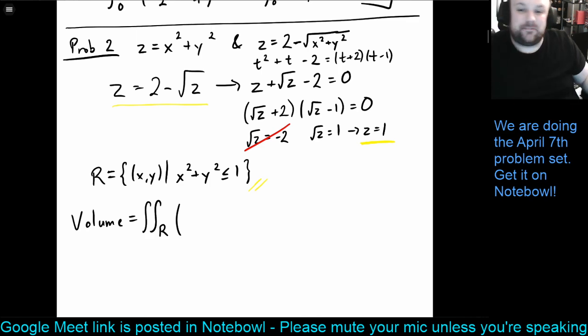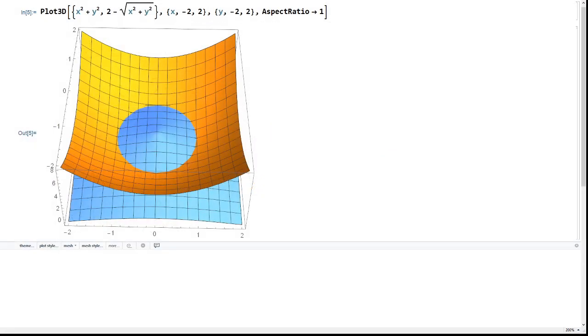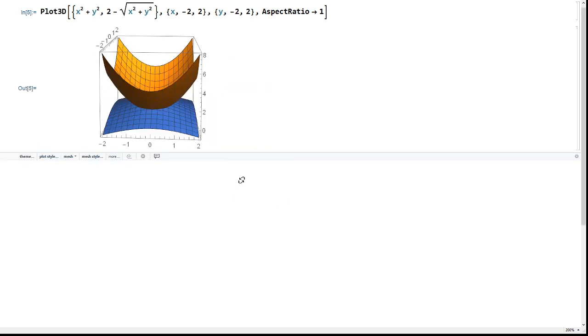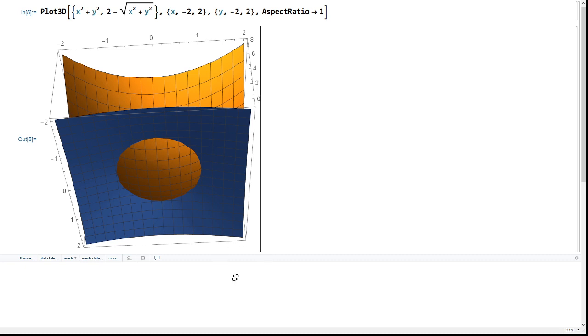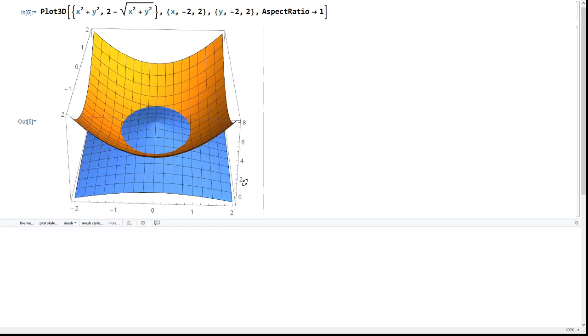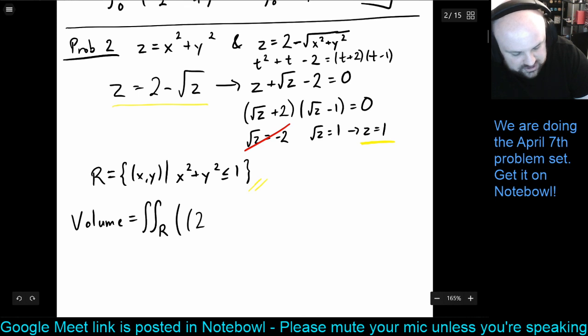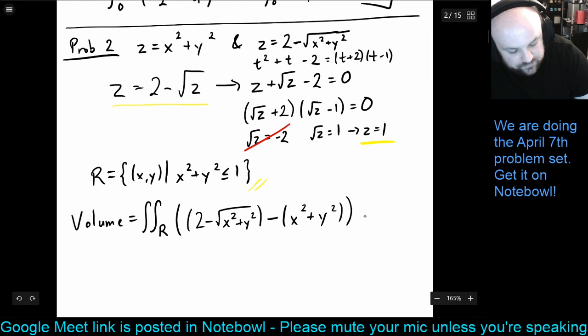Now I did want to switch to Mathematica to say that when we're integrating this, the paraboloid, the orange one, is actually the bottom shape here, and the cone, the blue one, is the top shape. So when we're setting up the integral, we always want to do top minus bottom. We're going to get 2 minus square root of x squared plus y squared, minus the bottom, which is x squared plus y squared, dA.